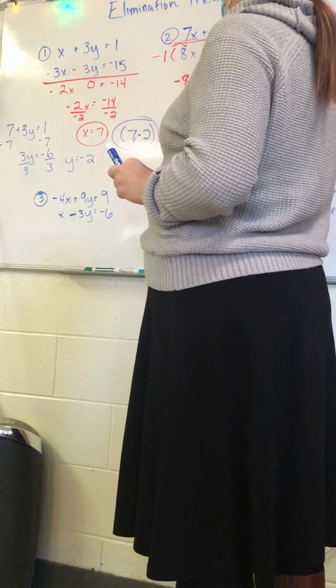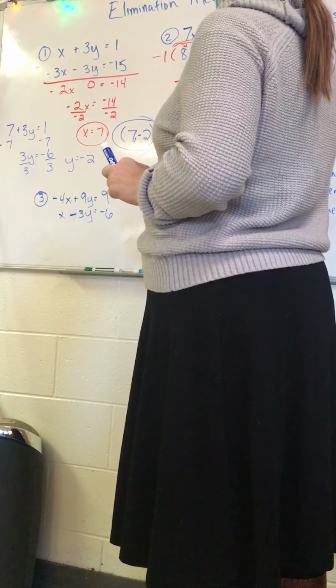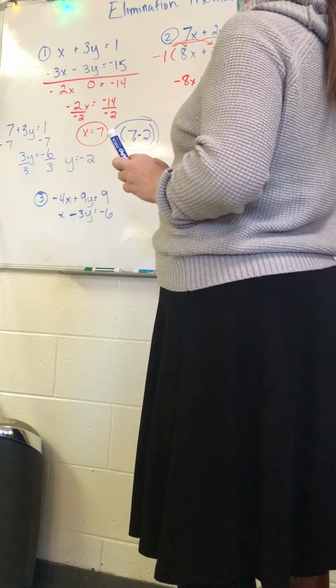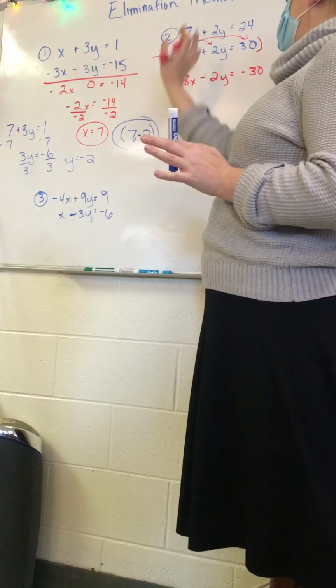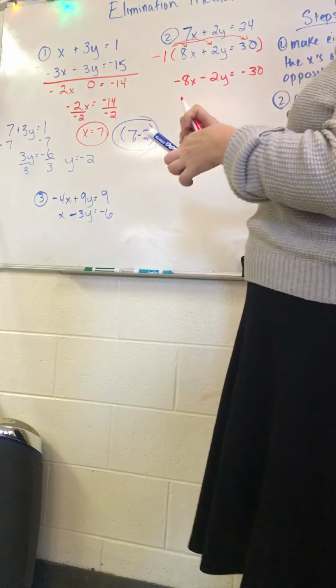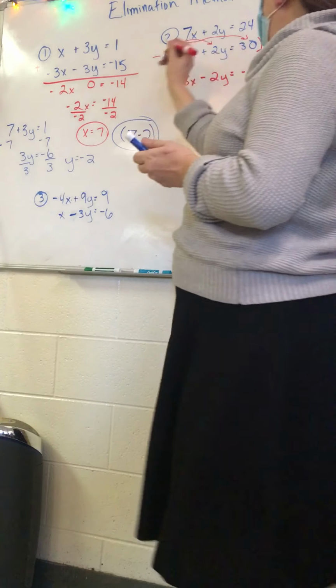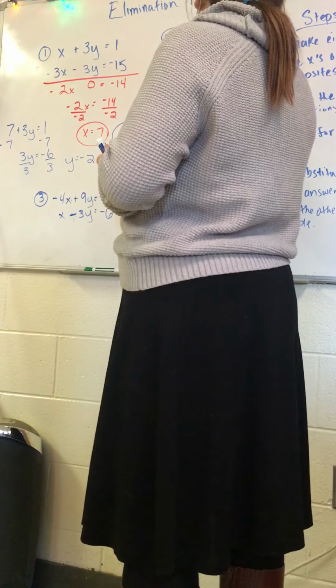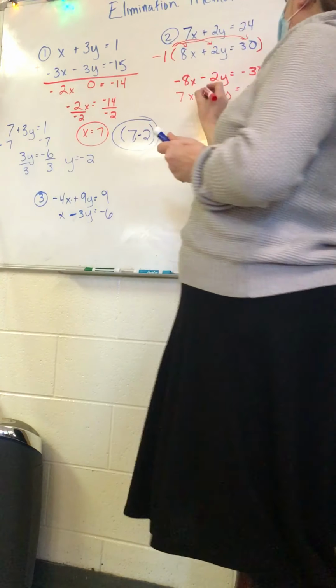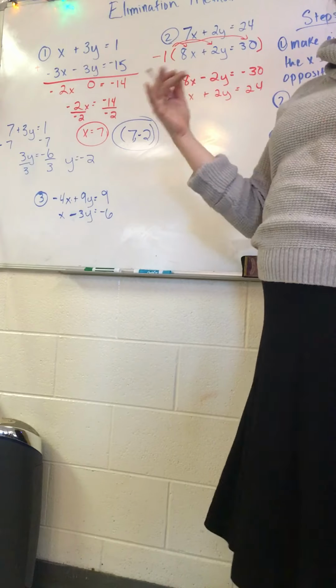Negative 1 times 2y is going to be negative 2y. Negative 1 times 30 is negative 30. Now, to make it easier to look at, I'm going to move this down. So then we have 7x plus 2y equals 24. I put it below here, but you can put it above too, it doesn't matter.